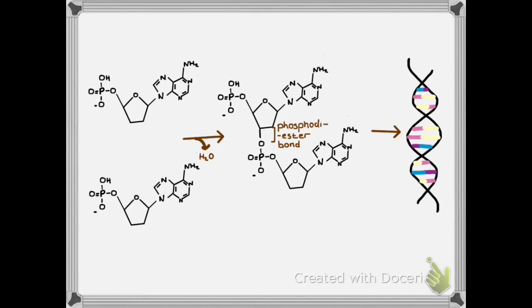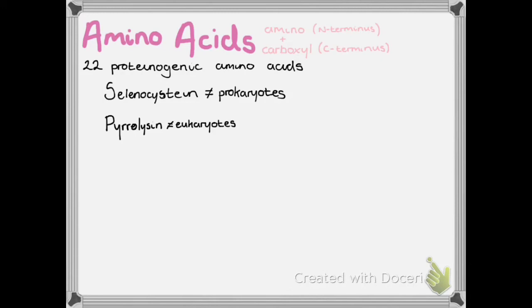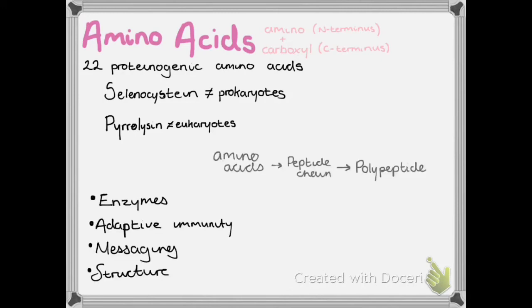So if you have 2 adjacent nucleotide monomers, these condense together to form a phosphodiester bond between the phosphate group and the 3' carbon of the ribose ring of the other nucleotide. As this is condensation, again, a water molecule is lost. If this occurs between multiple nucleotide monomers, you form a polynucleotide, such as your DNA or your RNA. You don't really need to know, but there are 22 proteinogenic amino acids, even though we say there are 20.